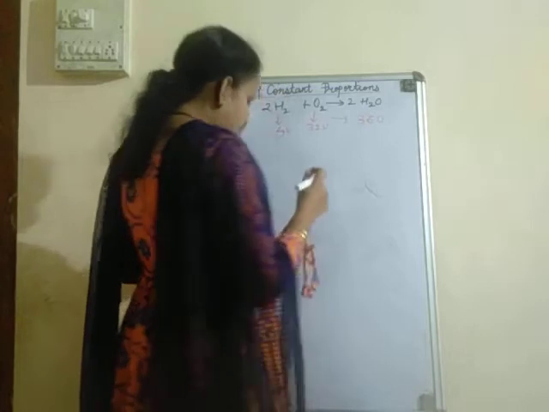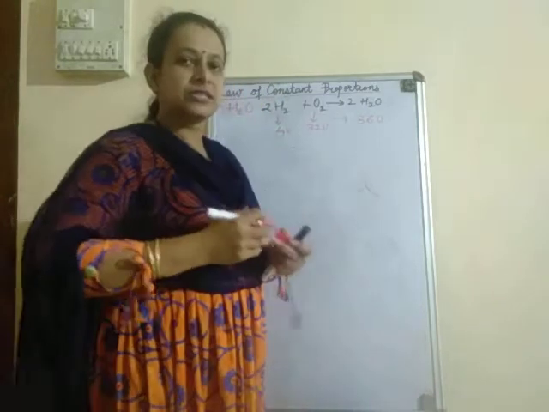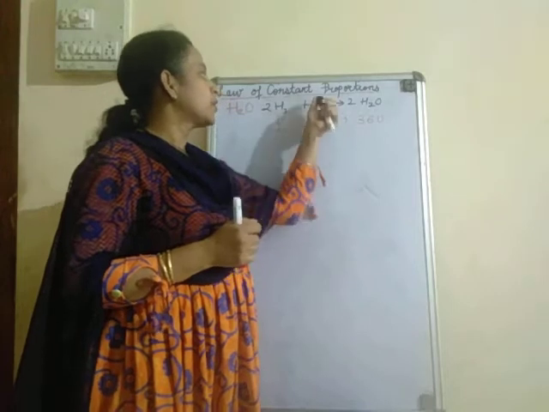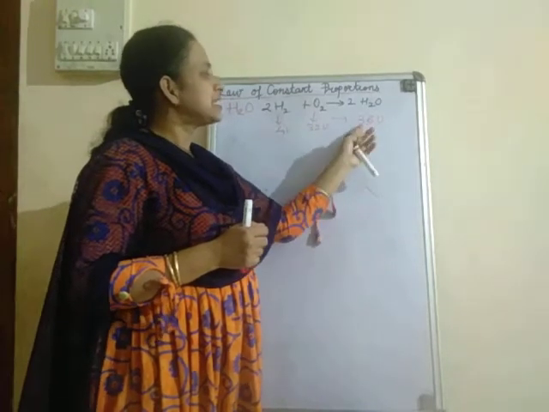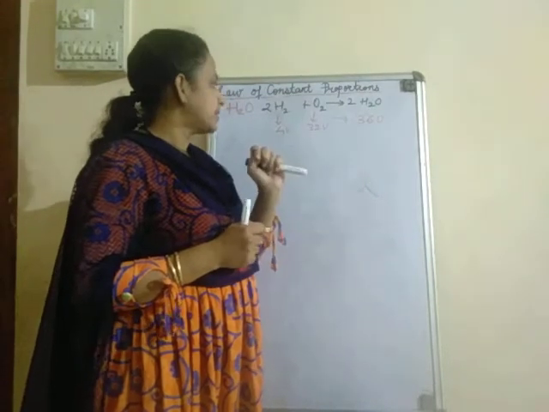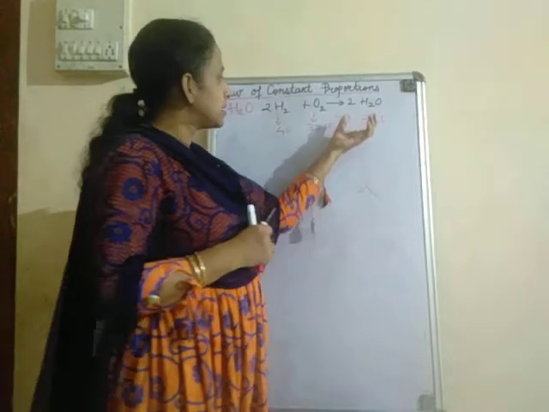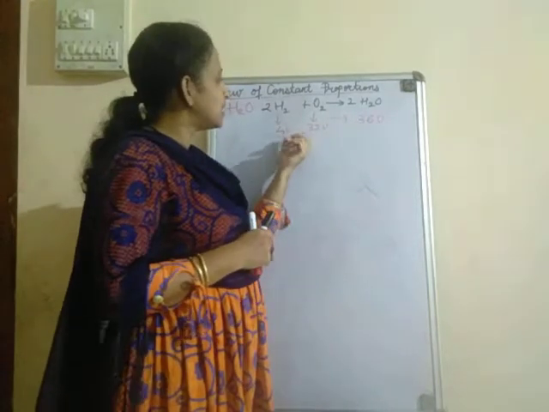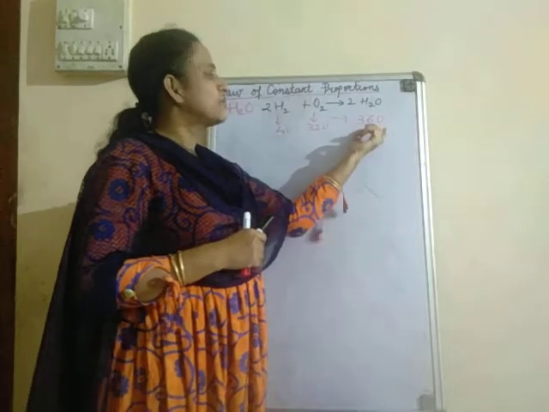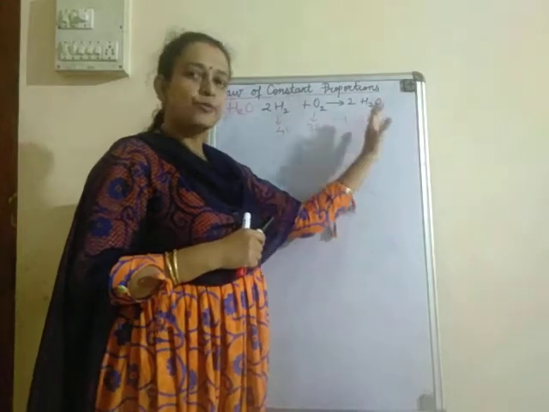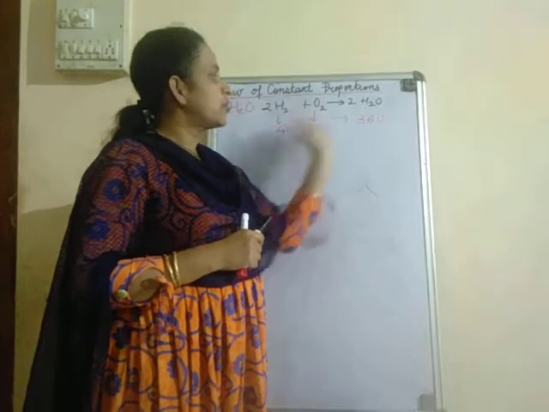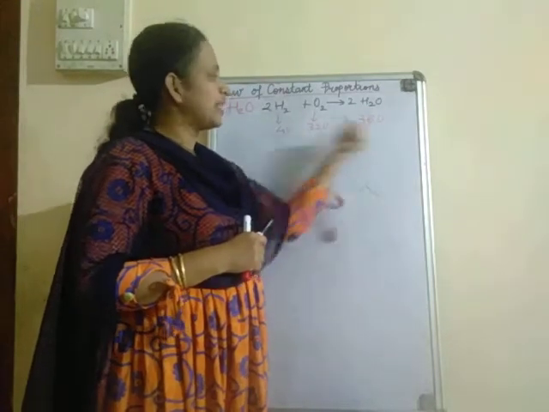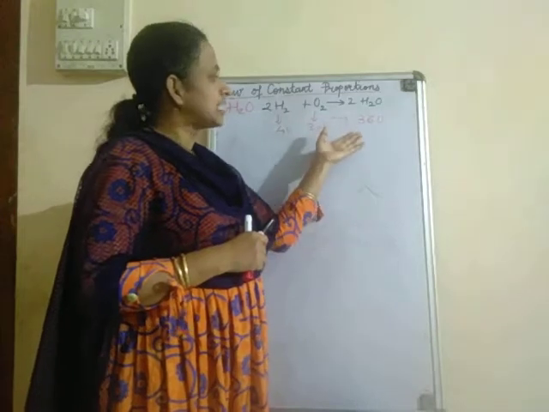So whenever 4 units of hydrogen combine with 32 units of oxygen, you get 36 units of water. Correct? This is according to the law of conservation of mass, that the total mass of the reactants is always equal to the total mass of the products. So we can verify this, as we have already studied last time.